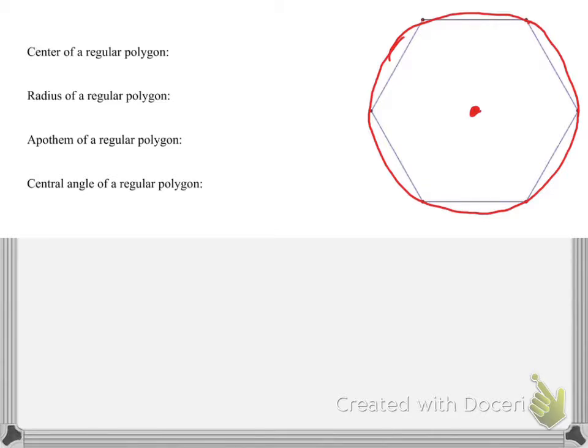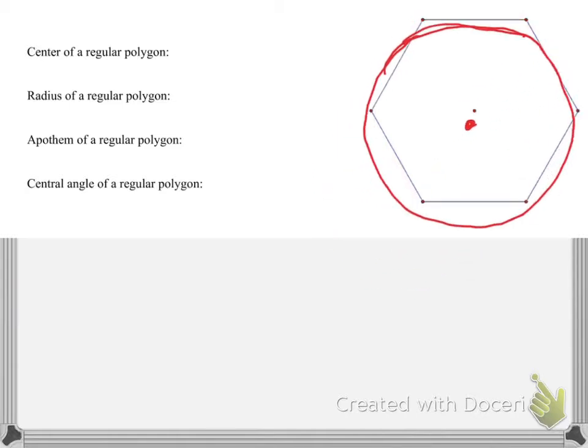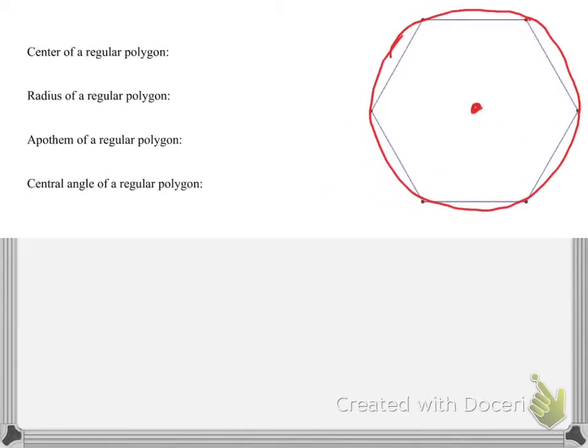And then the distance from one of the vertices to that center, didn't mean to do that, sorry. The distance from one of the vertices to the center is what we then call the radius. So there's our radius. So here, the center of a regular polygon is that point smack dab in the center. So here's our center. Let's call it point P.